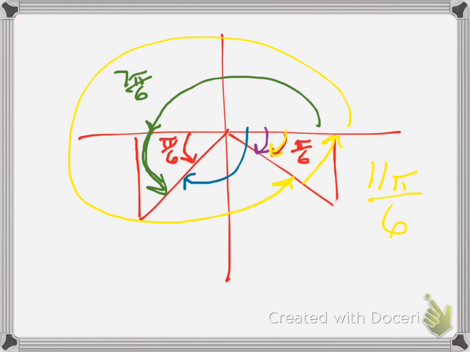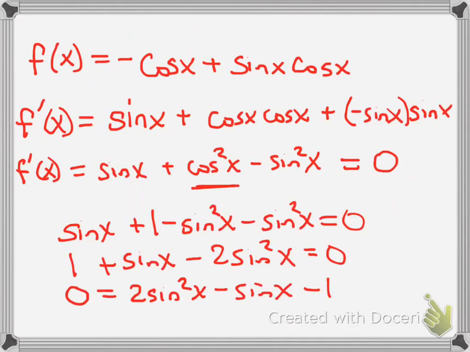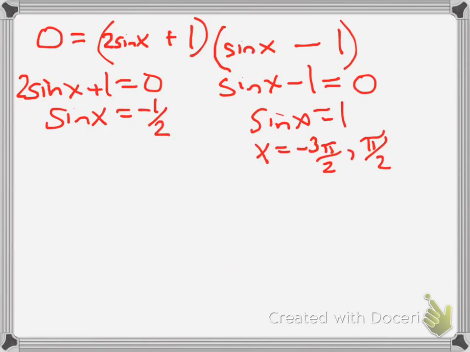Actually, that's not true. Negative pi plus pi over 6, which would give me negative 5 pi over 6. I switched angles in my mind. Negative 5 pi over 6. Not my best explanation on that, but those are the 4 angles that we end up with. All right, so let's put these values here.